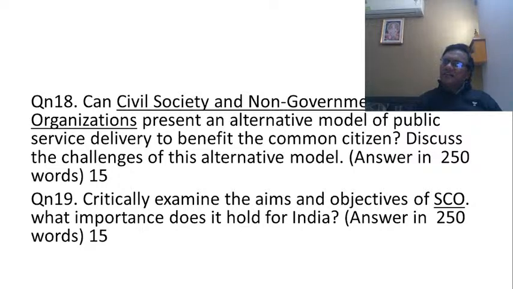For example, during the corona crisis, most of the civil society organizations demanded that the government come out with proactive measures to protect poorer sections of society. That is the reason why the government came out with schemes like Pradhan Mantri Garib Kalyan Yojana and other things, right? So that is where you can say.